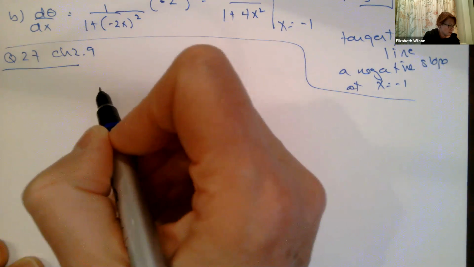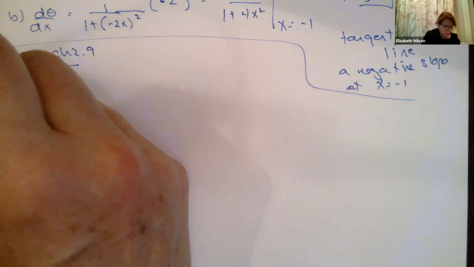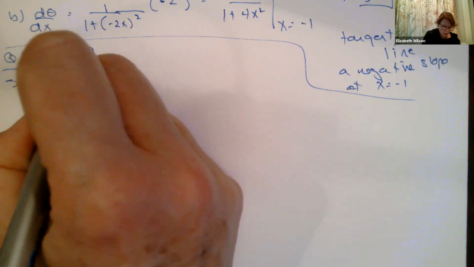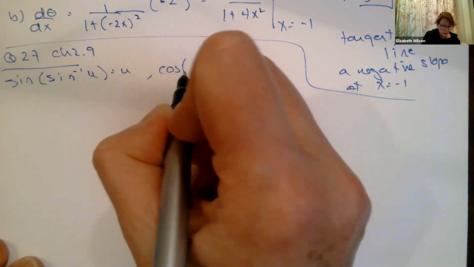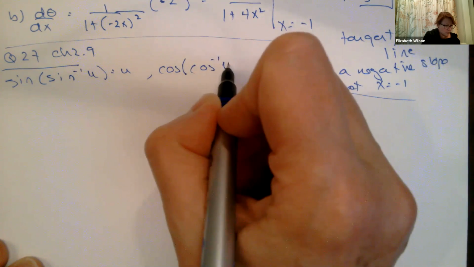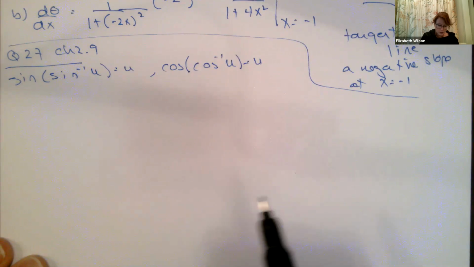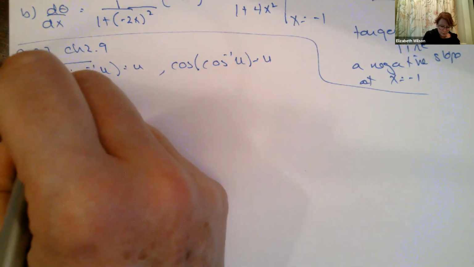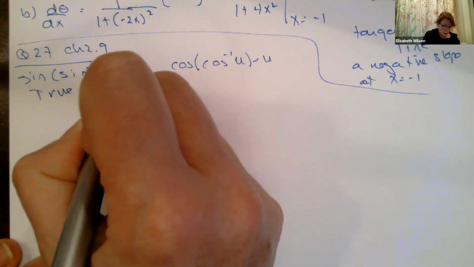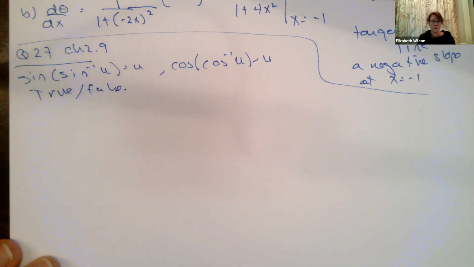All right, so what we're given is sine of the inverse sine of u equals u. Cosine of the inverse cosine of u equals u also. Okay, so keep these in mind when we're doing this stuff. These are like true false problems. And I want to give some kind of an explanation for what this is. I think they just said true or false, but you want to know why.